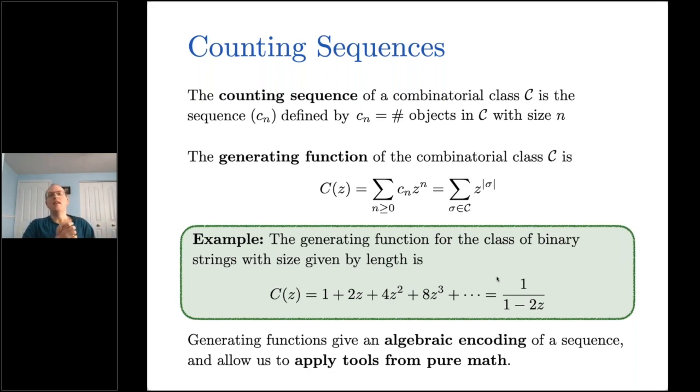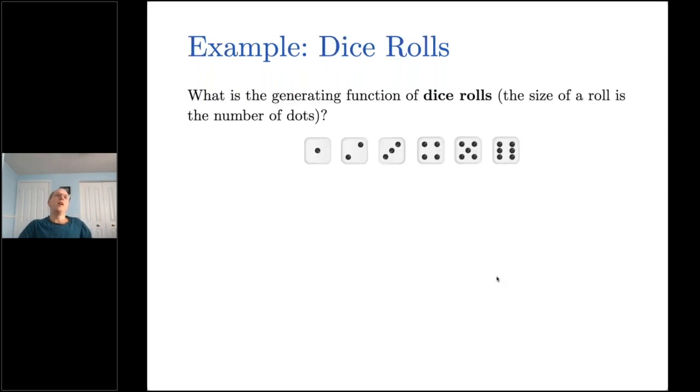Okay, so that was a decent amount of definitions in a row. So I think we had this example of binary strings, but let's see some more interesting examples that already start to show the use of generating functions. So I'm going to start with one that I think is pretty fun, which is looking at dice rolls. So first of all, what is the generating function of different rolls of a dice, where the size of a roll is the number of dots that appears? So it's the number that's on the top of the dice.